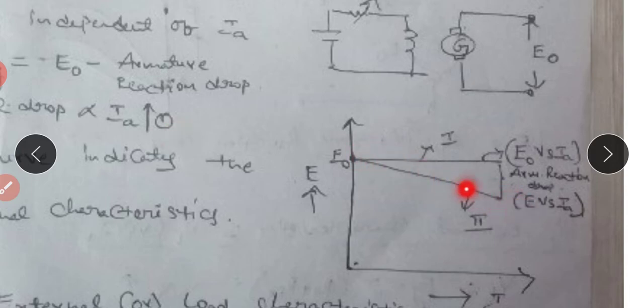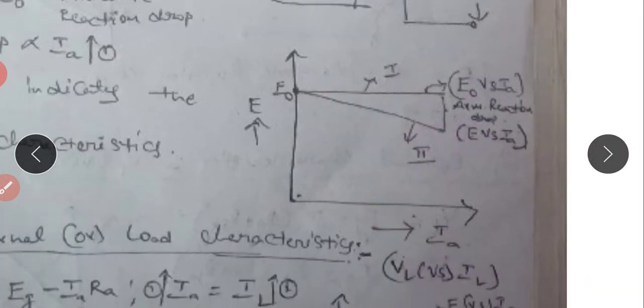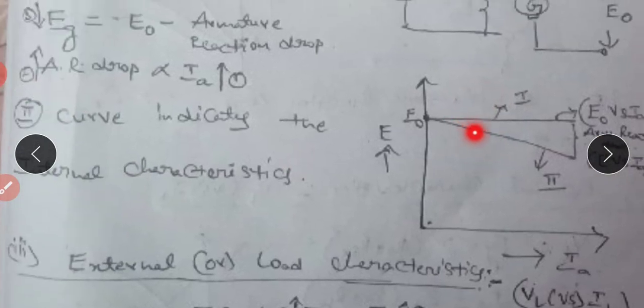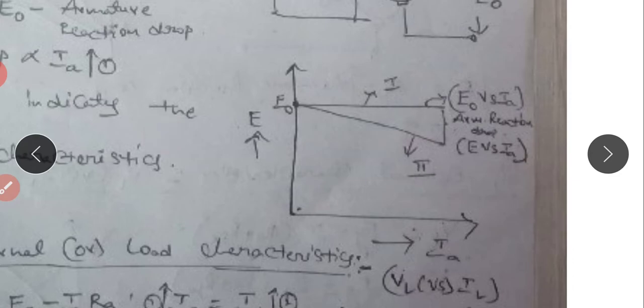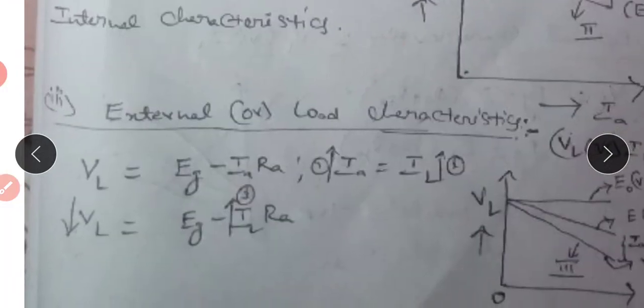So the graph becomes like this. It deviates from the E0 versus IA graph. This distance increases by increasing the armature current. So the difference between these two graphs, the first graph and the second graph, is armature reaction drop. The second graph or second curve indicates the internal characteristics. Okay. So next one, external characteristics or load characteristics.